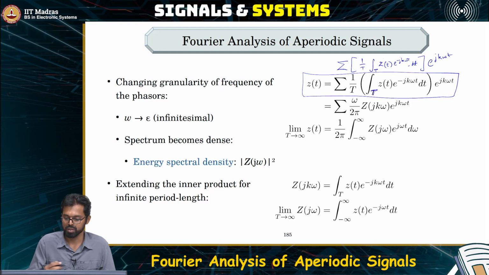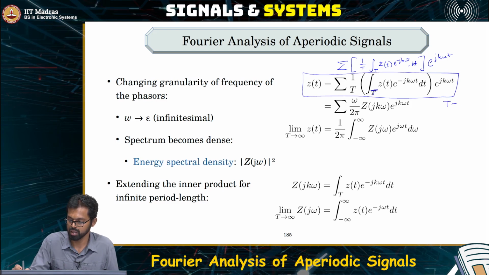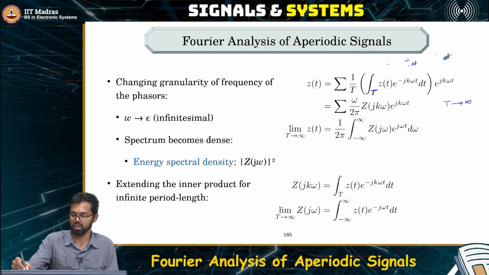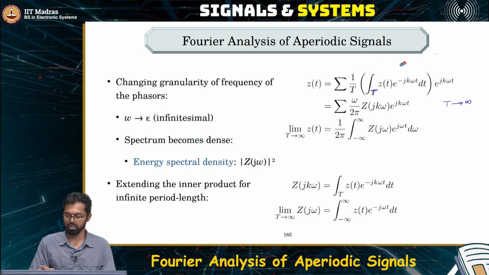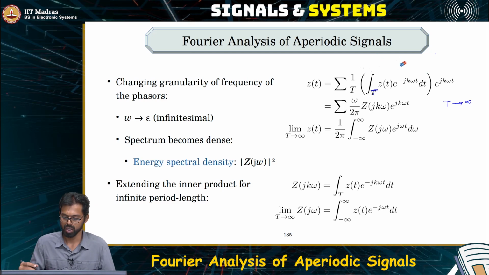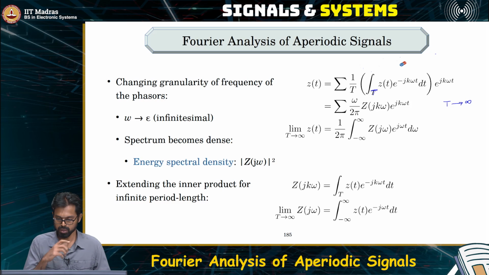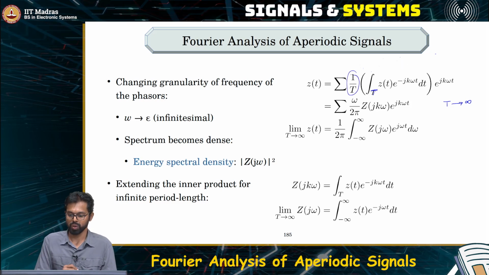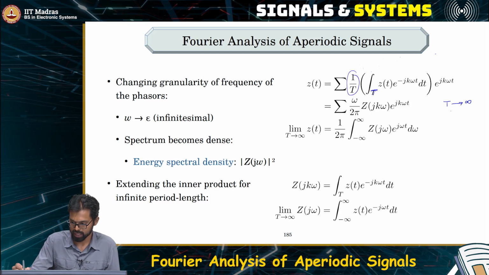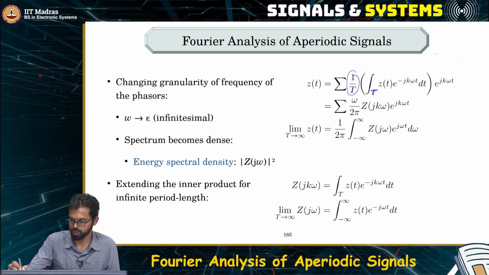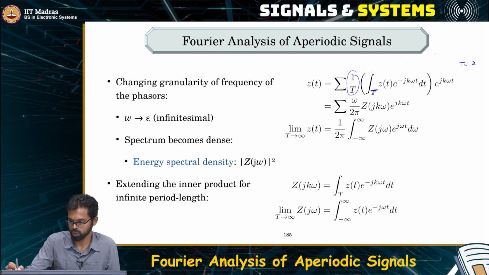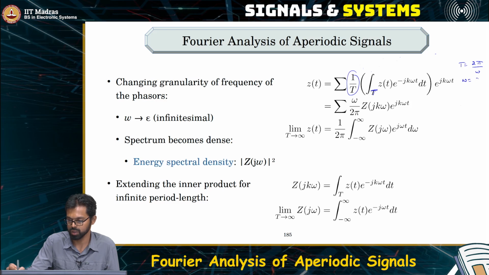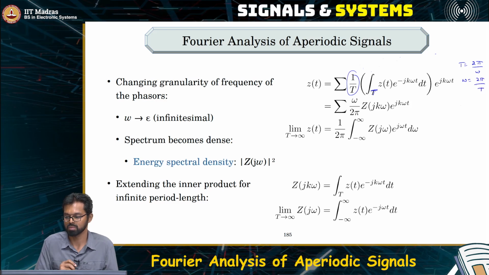Now what if we assume that this T tends to infinity? That is what we are going to do now. Whatever discussion we had earlier, we are just formalizing this mathematically. So if we let T tend to infinity, the first thing we are going to do is write 1 by T, as we know that T is 2 pi by omega, which means we can write omega equals 2 pi by T, right?